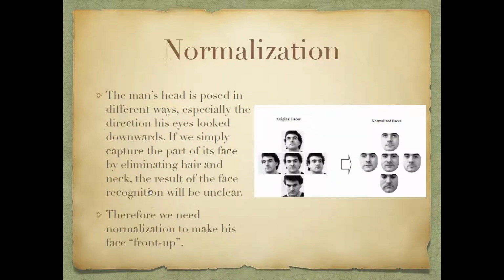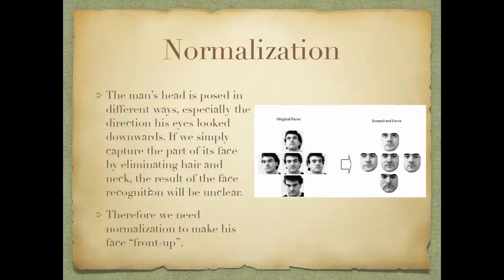The next thing, as we have mentioned before, is the normalization. That is to fix the direction the man looked at. As you can see in the picture on the right, the man's head is posed in different ways, especially the direction his eyes look downwards. If we simply capture the part of his face by eliminating the hair and the neck, the result of the face recognition will be unclear. Therefore, we need normalization to make his face front up.